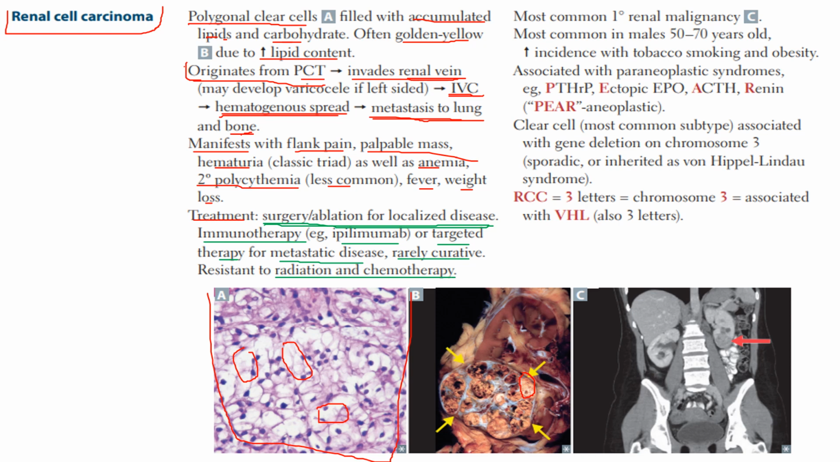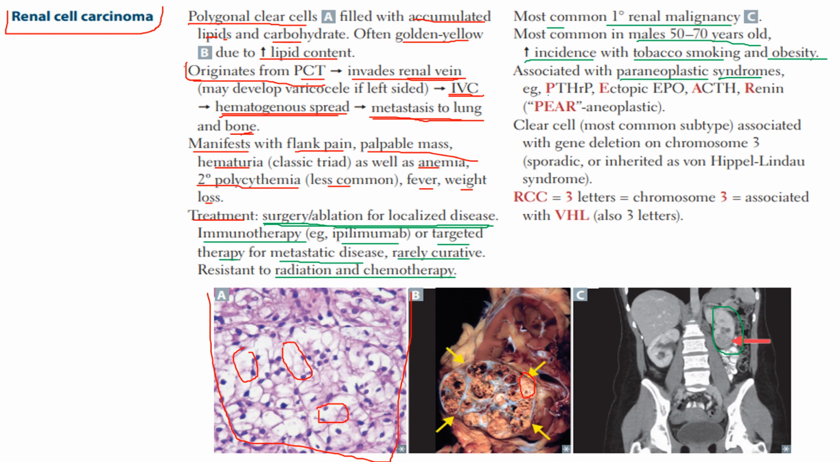It is the most common primary renal malignancy, as you can see in this image. It is most common in males 50 to 70 years old, with increased incidence with tobacco smoking and obesity, and is associated with paraneoplastic syndromes.